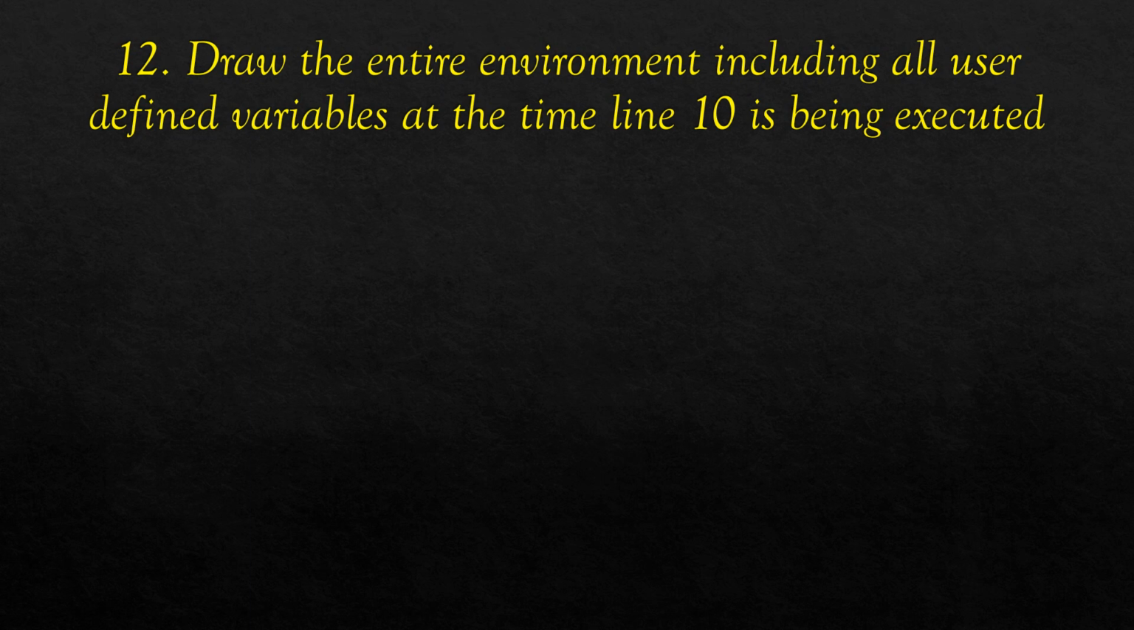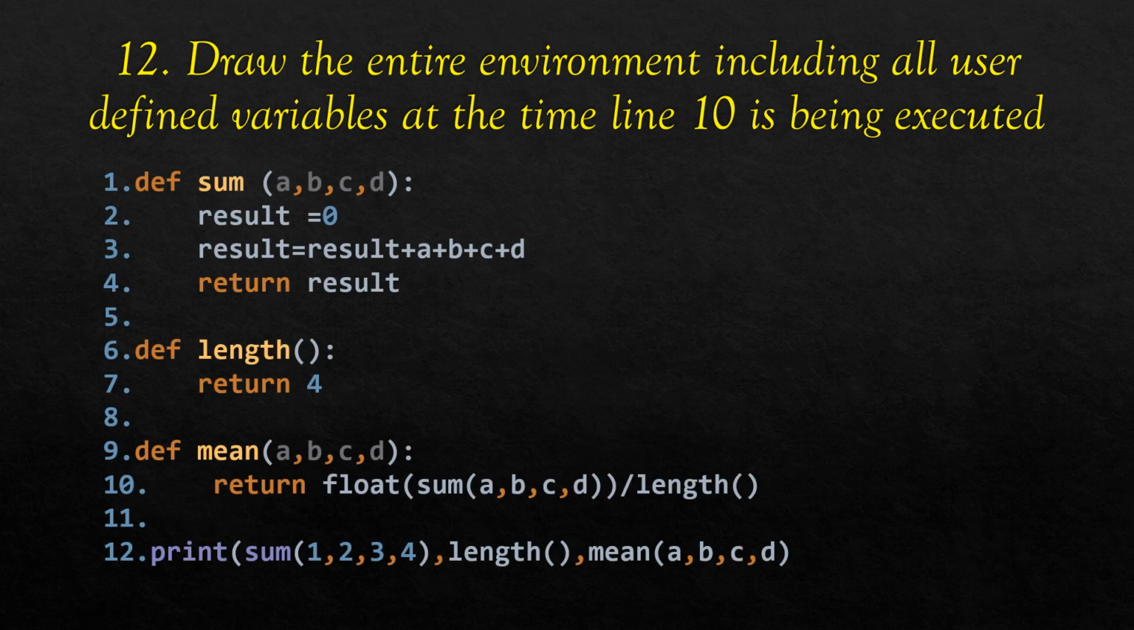Now draw the entire environment including all user-defined variables when line 10 is being executed. Now let's go through the program like this. There are three functions: sum, length, and mean. Within the mean function, the two functions sum and length are called. Okay, now let's see.